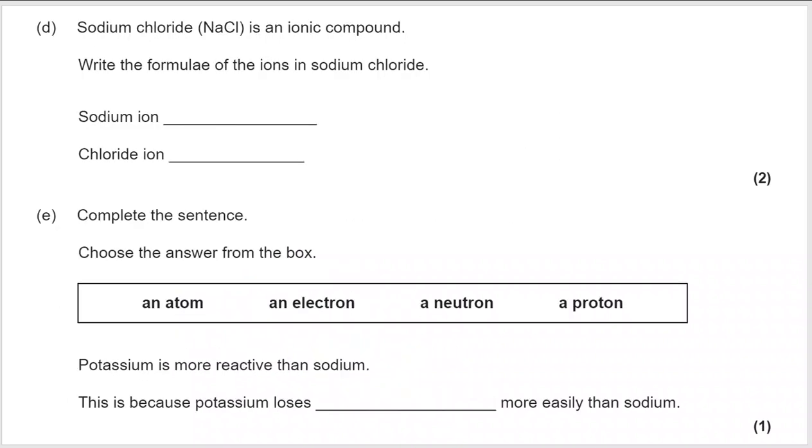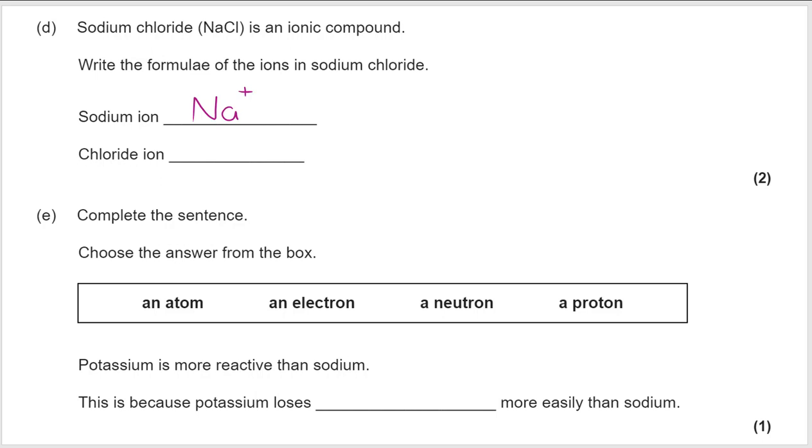Part D, sodium chloride is an ionic compound. Write the formulae of the ions in sodium chloride. So a sodium ion, we look at the fact that sodium is in group 1, which means it has 1 electron in its outer shell, which it will lose to get a full outer shell. So it loses 1 electron, it has a charge of +1, Na+.